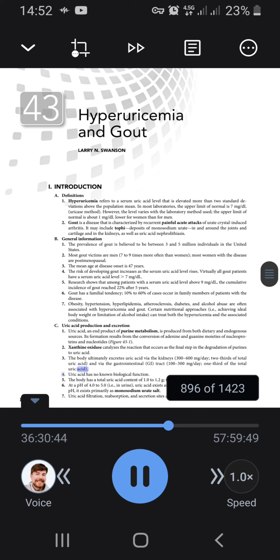4. Uric acid has no known biological function. 5. The body has a total uric acid content of 1 to 1.2 grams. The daily turnover rate is 600 to 800 milligrams. 6. At a pH of 4 to 5, that is, in urine, uric acid exists as a poorly soluble free acid. At physiological pH, it exists primarily as monosodium urate salt. 7. Uric acid filtration, reabsorption, and secretion sites are shown in Figure 43-2.